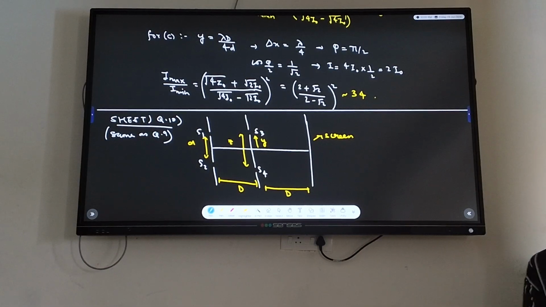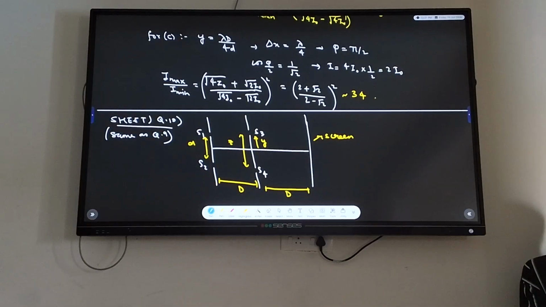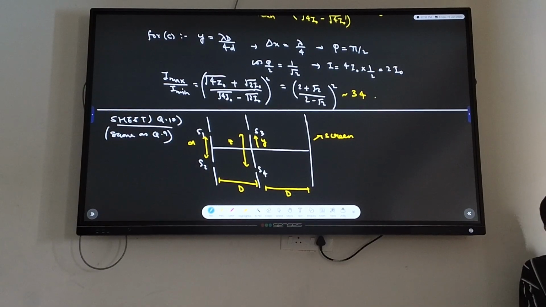I will wait 3 more minutes and then I will start with question number 11. Huh? You don't need any diagram for it, you have to make it yourself. Socho, socho.